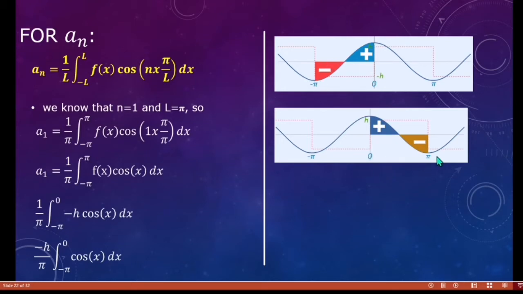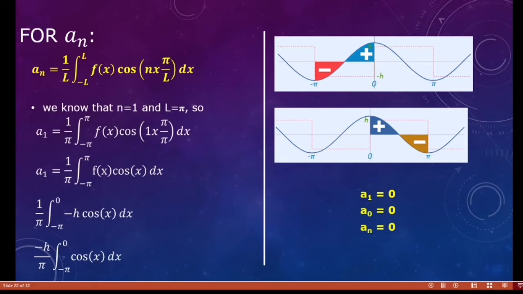And from 0 to pi, equal to 0 pa rin. Which means our A sub 1 is just equal to 0. And yung kanina, A sub 0 natin is equal to 0. And if we will try to continue it, continue lang natin. And so on, 0 pa rin ang result. Which means A sub n is equal to 0.